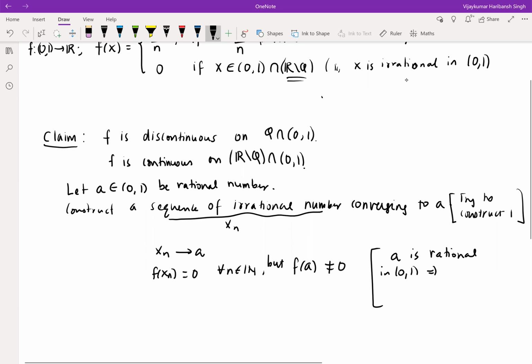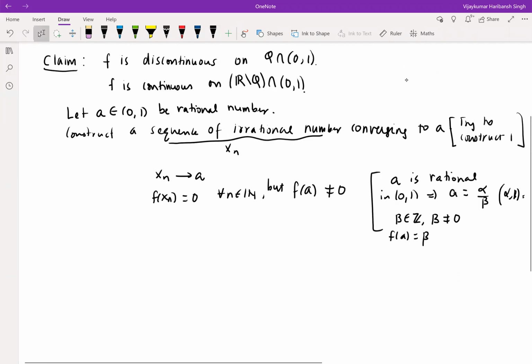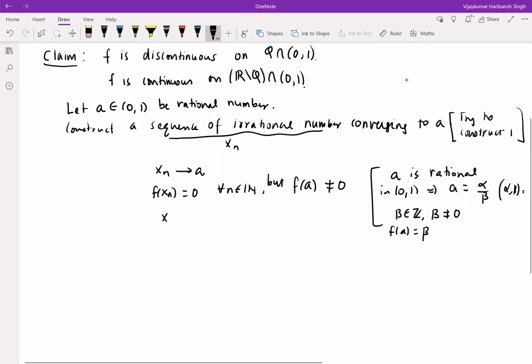This implies a equals alpha by beta, where beta belongs to Z and beta is not 0. So f of a is going to be 1 over beta, where the GCD of alpha and beta is 1. Therefore we get xn converging to a, but f of xn does not converge to f of a. So f is not continuous at a.